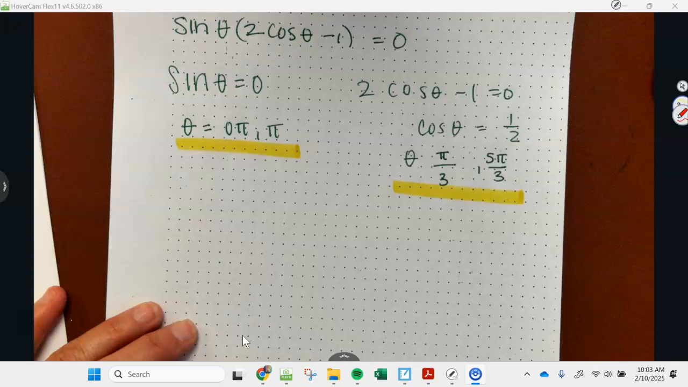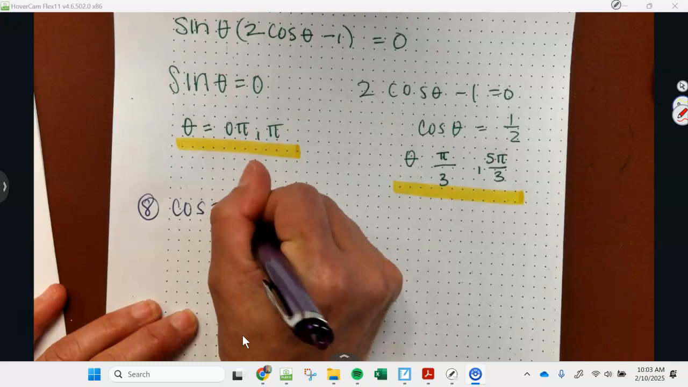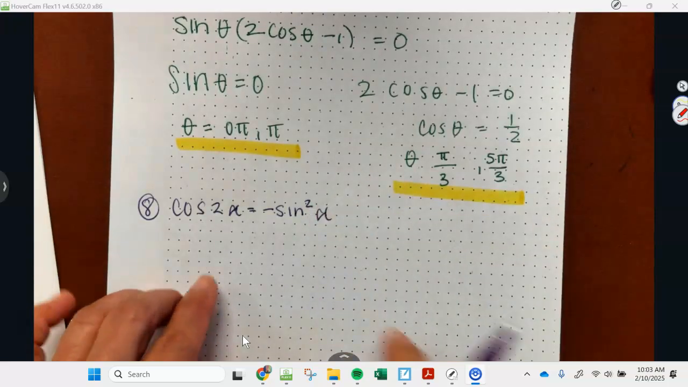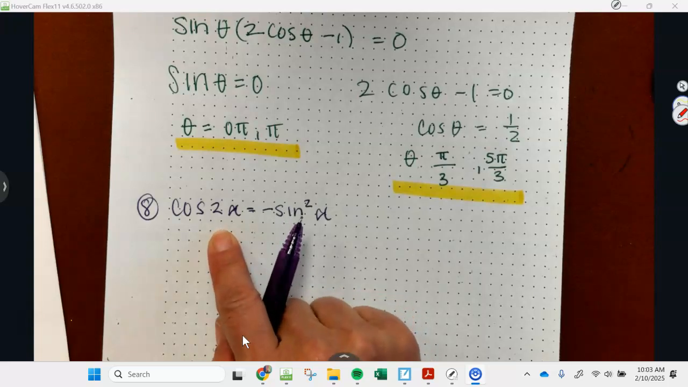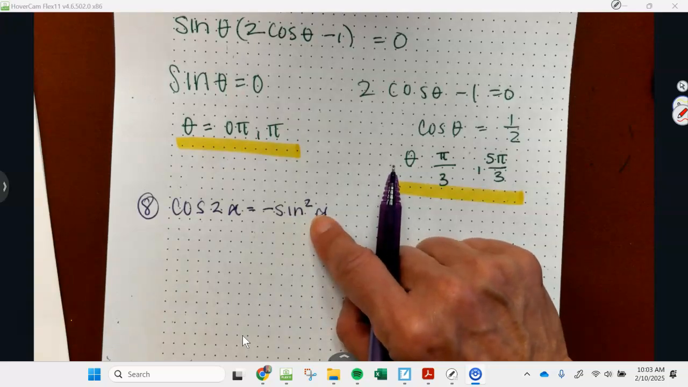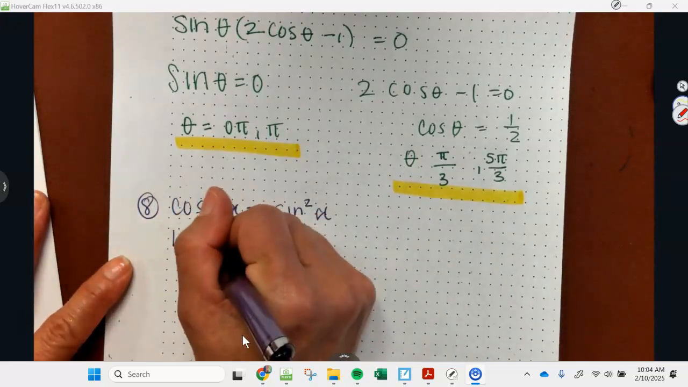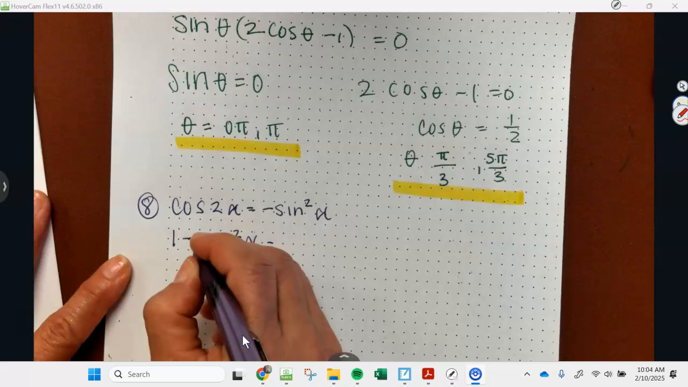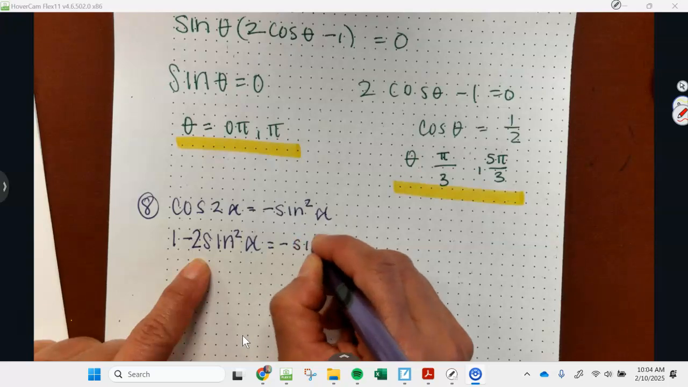So for problem number 8, one side equals cosine double alpha. The other side equals negative sine squared alpha. So for cosine double alpha, we have several formulas to choose from. However, if this other side is in terms of sine squared, then I'm going to use this last one right here. So I'm going to replace cosine double alpha with 1 minus sine squared alpha. I'm sorry, that's 1 minus 2 sine squared alpha. That's the formula. Just going to recopy the rest of it.